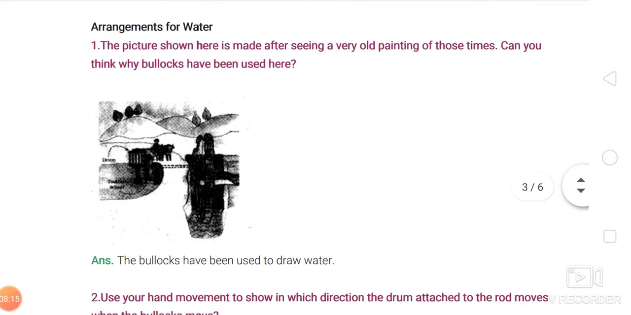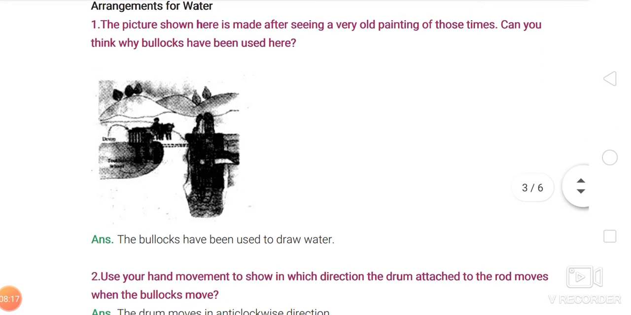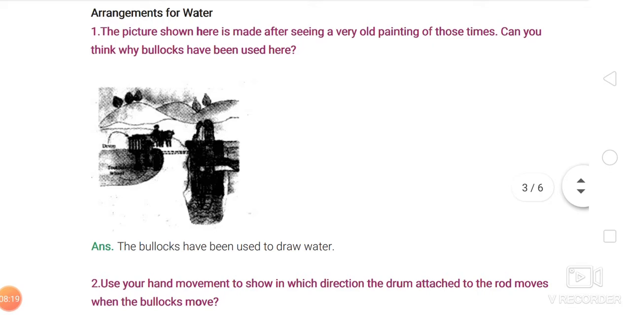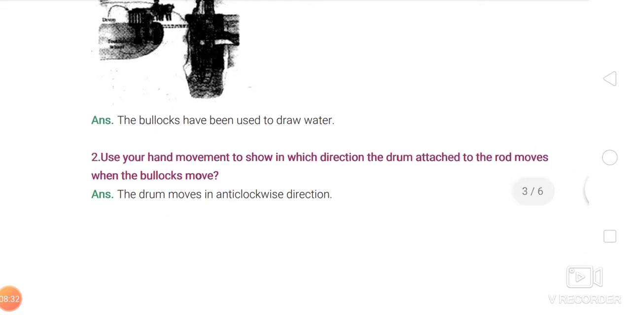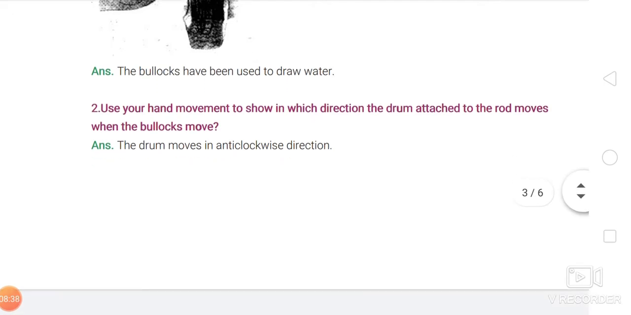The picture shown here is made after seeing a very old painting of those times. Can you think why bullocks have been used here? The bullocks have been used to draw water. See, this is very strange, no? How the bullocks are moving round and round in a rotation manner, and then the water is drawn out.